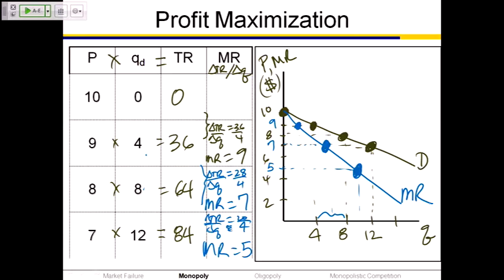If this is what we call a single price monopolist, which means they're going to charge everybody the same price. They're not charging you $10 and you $9 and you $8 and you $7. They're charging everybody the same price. Then with this single price monopolist, if they want to increase the quantity sold, they have to lower the price, not just on that last unit, but on all of the units they're selling. And so we get that price effect and quantity effect.